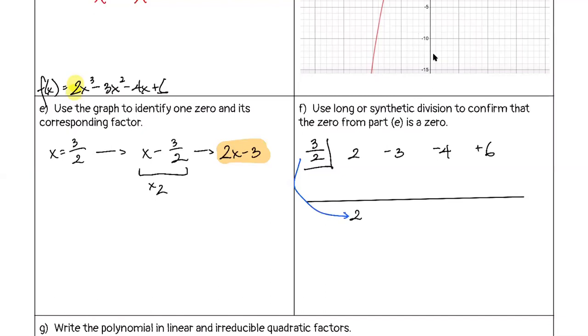Six halves, or it gives us 3. Good. So I've got a 3 here. I get to add these two. Remember, it's okay if I end up with a 0 along the way. Okay, it doesn't mean I need to stop. All right, 3/2 times 0, what does that give us?